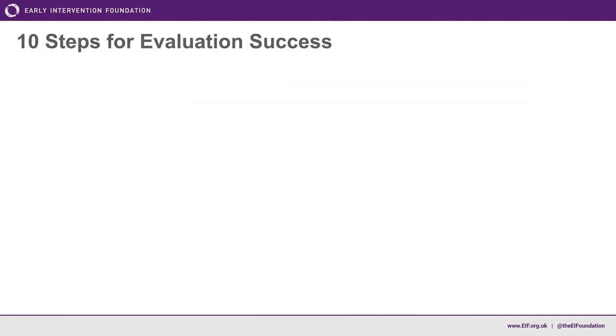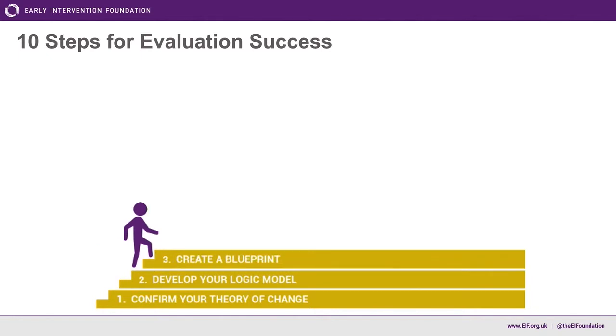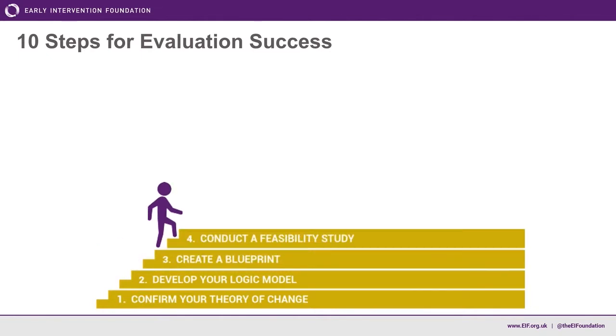Now that I have summarized the EIF evidence standards, we can discuss how they correspond with our 10 steps for evaluation success framework. These steps begin by confirming an intervention's theory of change from the perspective of children's development. Once this is understood, providers are in a good position to develop a logic model, create an intervention blueprint, and then conduct a feasibility study.